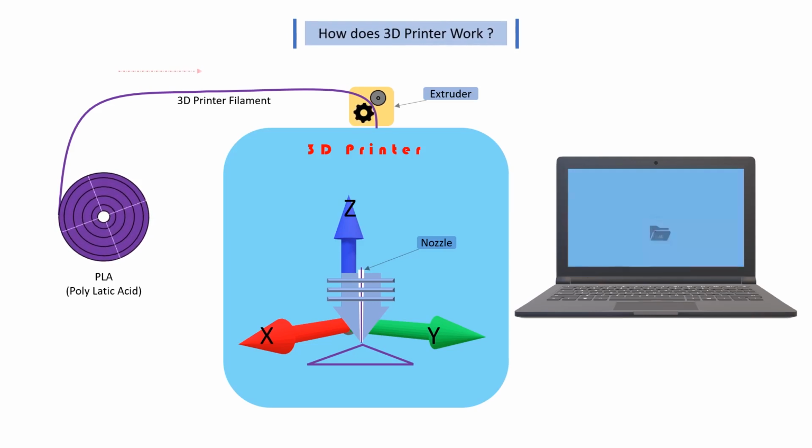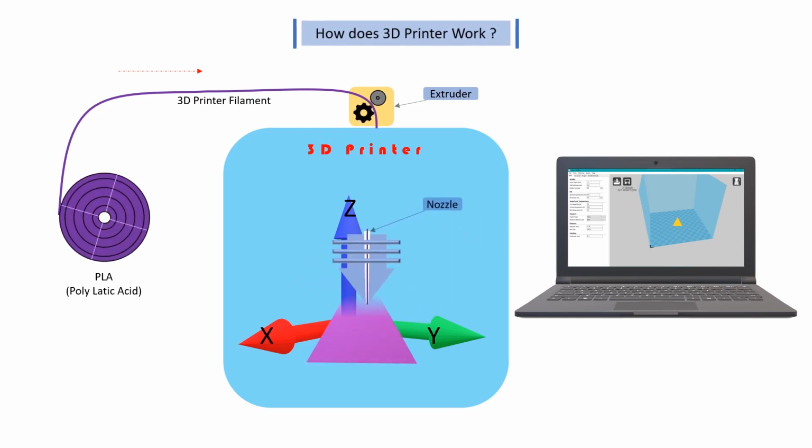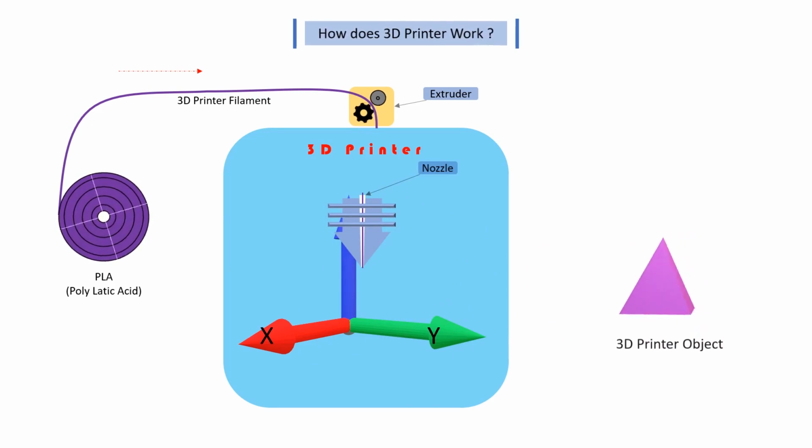Then this 3D model is converted into the machine language called G-code using the slicer software. This G-code is then uploaded into the SD card to create and print a 3D model. The 3D printer creates a 3D model in just a few hours by turning a three-dimensional CAD drawing into lots of two-dimensional layers.